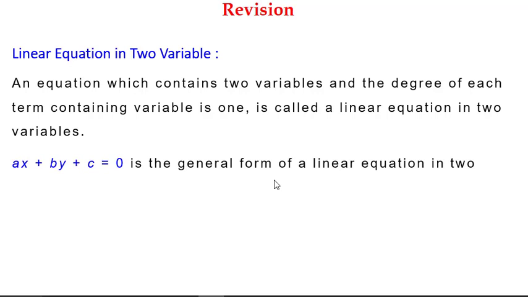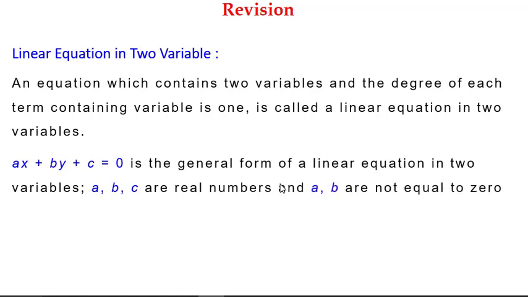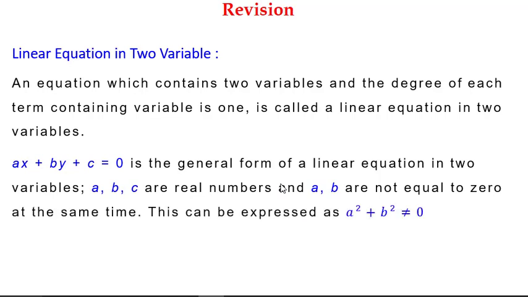ax plus by plus c equal to 0 is the general form of a linear equation in two variables, where a, b, c are real numbers and a, b are not equal to 0 at the same time. That means there could be a chance that a is 0 or b is 0, but at the same time both a and b will not be equal to 0. Now this can also be expressed as a square plus b square is not equal to 0.